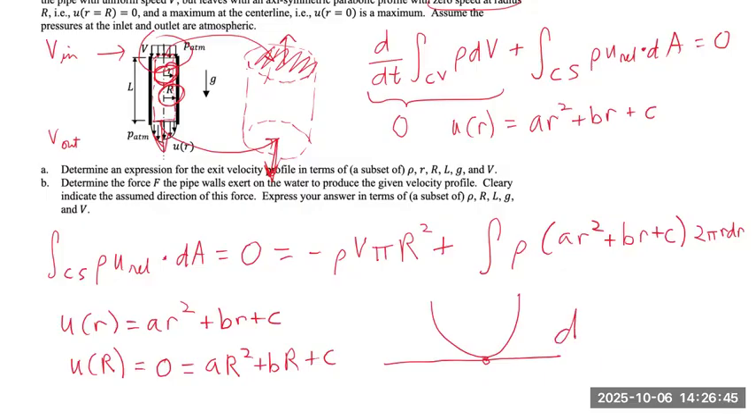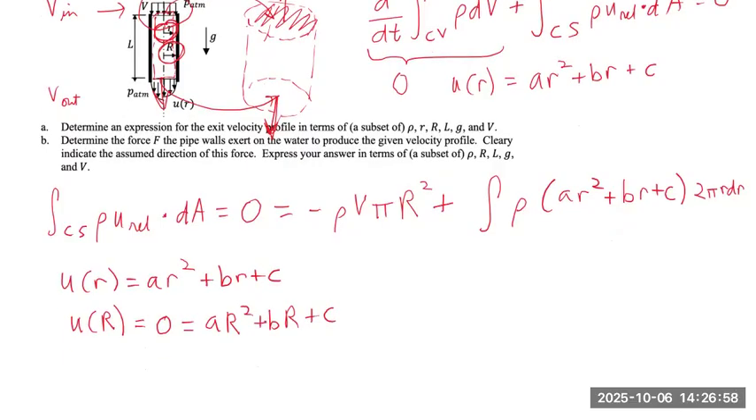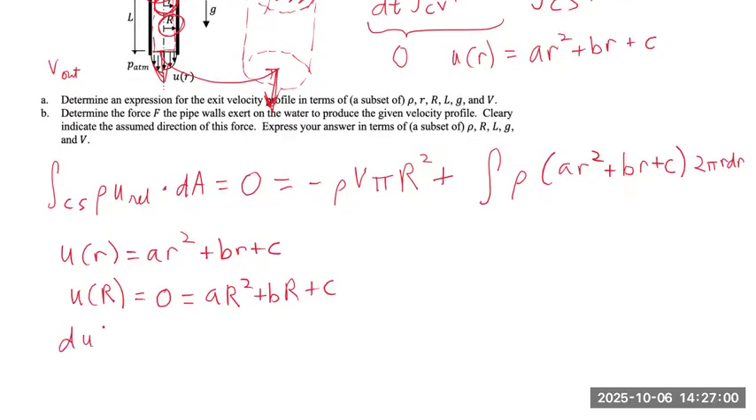And this means that the derivative of u(r) with respect to r is going to be equal to 0 at that point. And we can definitely use that to our advantage. Basically, du/dr is equal to 2Ar plus B. This is equal to 0.